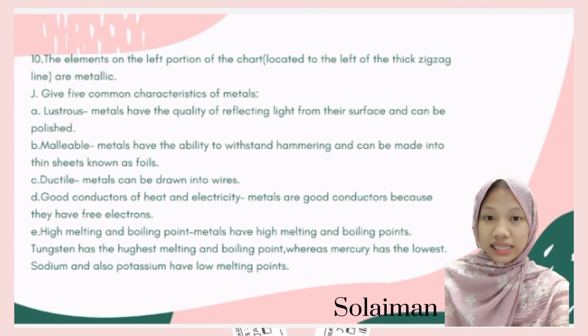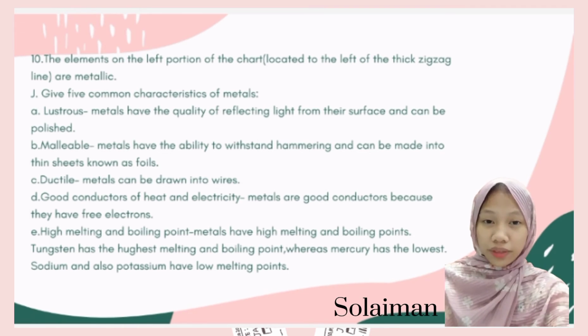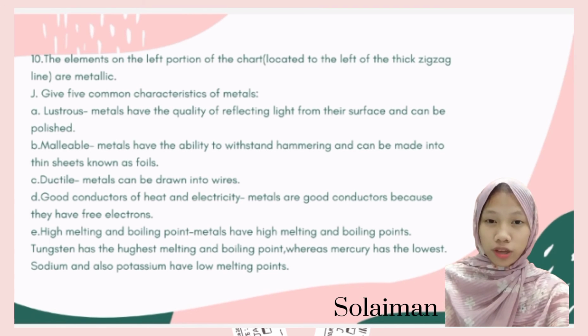So the last is E. High melting and boiling point. Metals have high melting and boiling points. Tungsten has the highest melting and boiling point, whereas mercury has the lowest. Sodium and also potassium have low melting points.